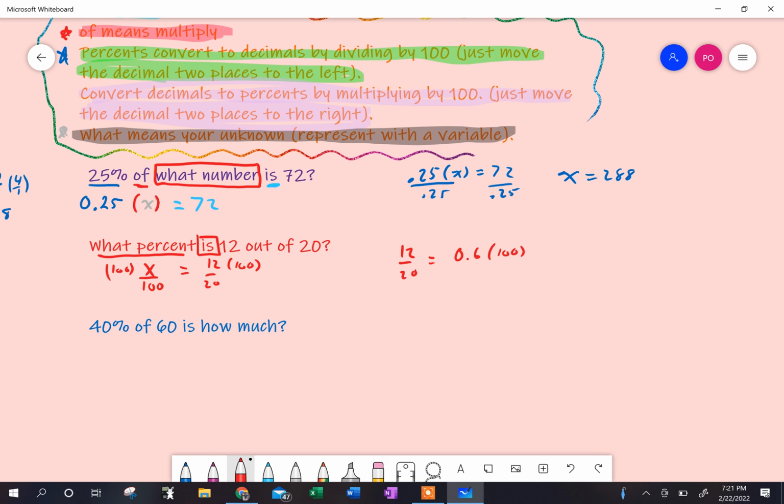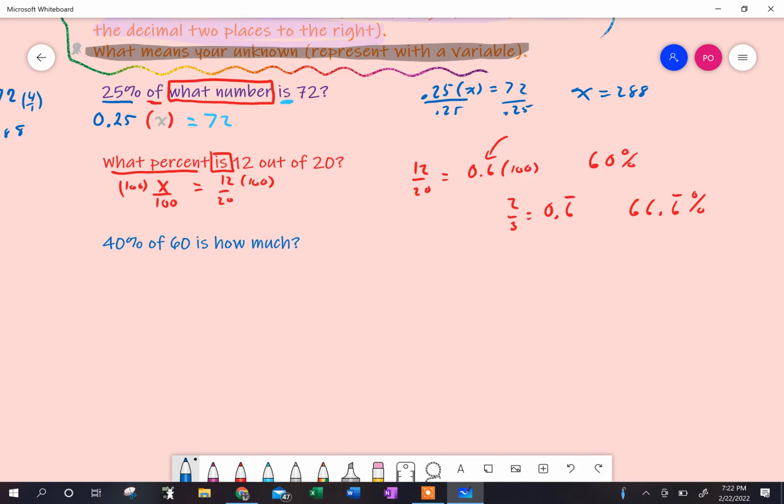So anytime you have a fraction, you can convert it to a decimal and then multiply it by 100, and you'll get your percentage. So, for example, 2/3 is equal to 0.6 repeating. If I multiply by 100, I'm going to get 66 and 6/10 repeating percent.